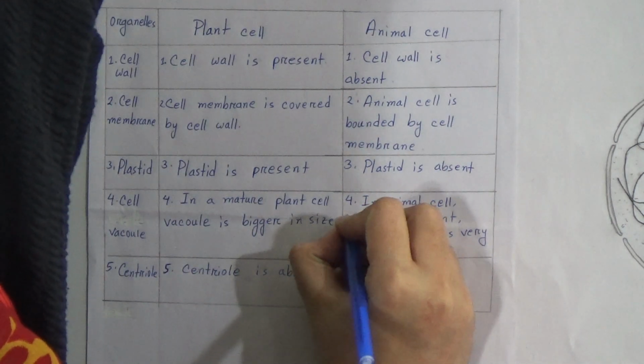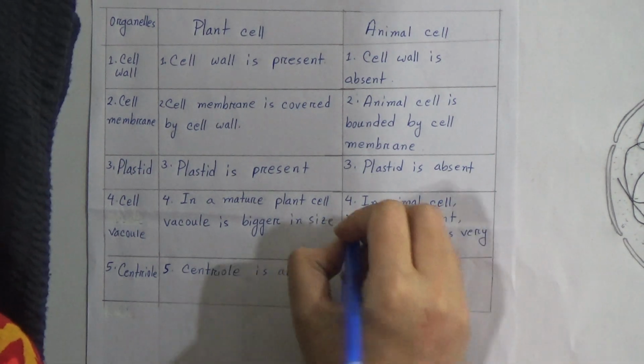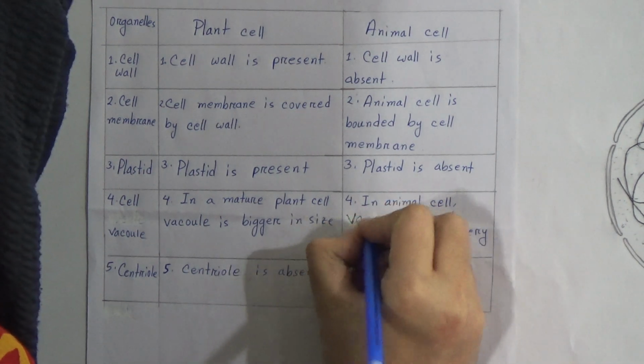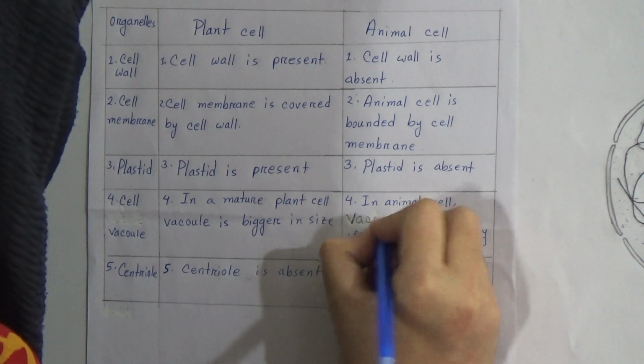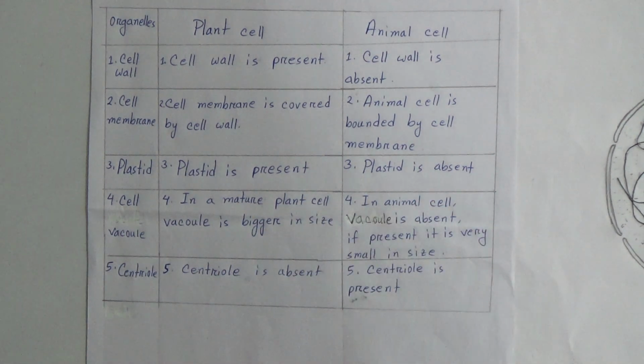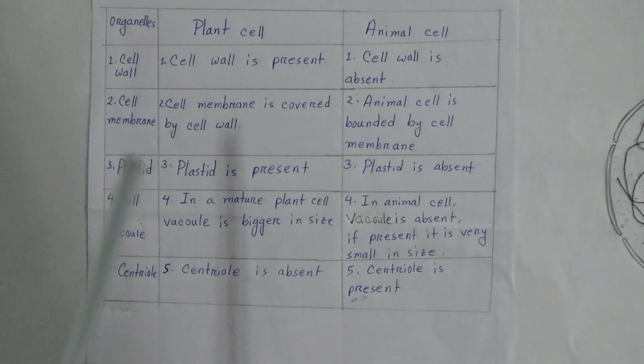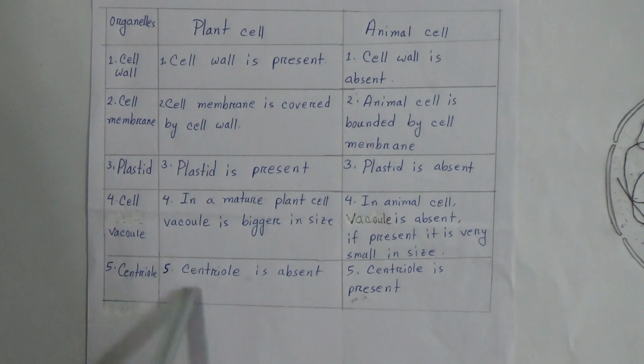So here will be vacuole. In animal cell, vacuole is absent. If present, it is very small in size. Number 5 point, centriole. In plant cell, centriole is absent, and in animal cell, centriole is present.